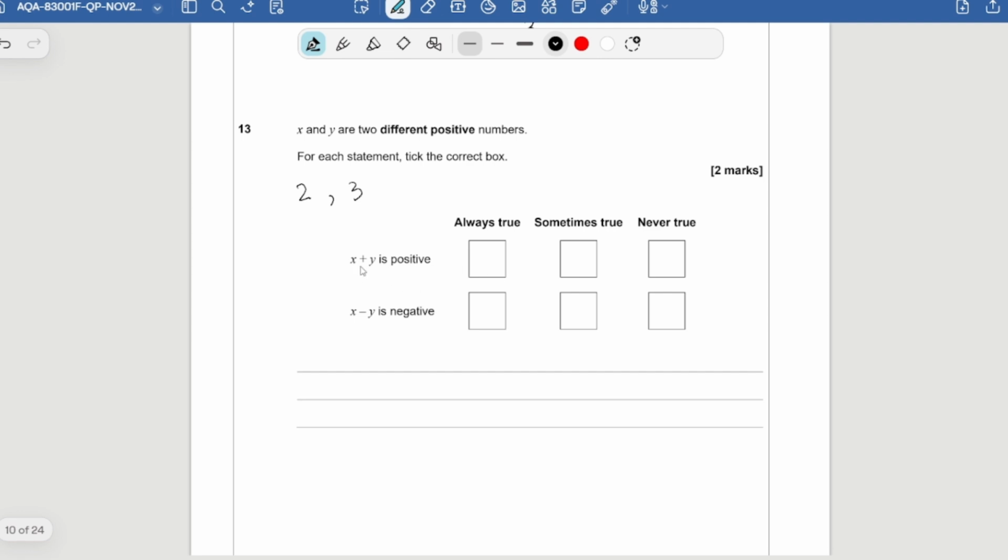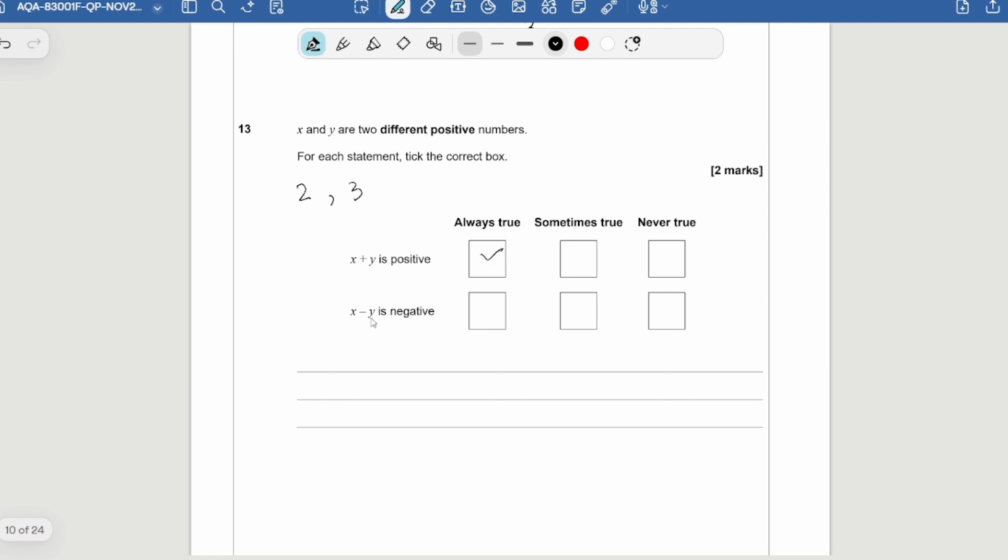So if X is added to Y, the answer is always positive. Is that true? Let's figure out. If we take two positive numbers and add them together, the answer is always positive. We know that. So 2 plus 3 gives you 5 here. Or if you take any other positive numbers, when you add them, the answer is always positive. So this statement is always true.